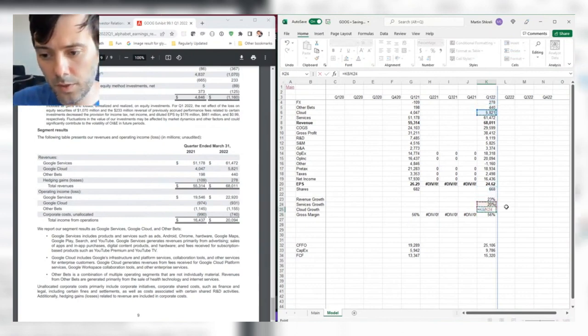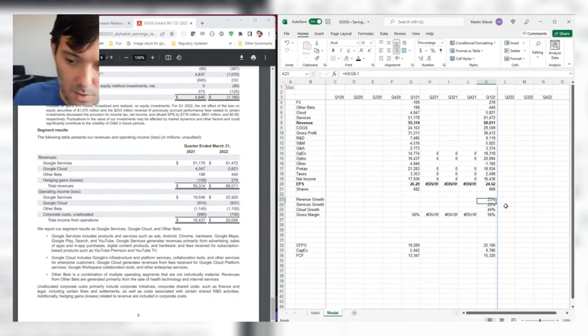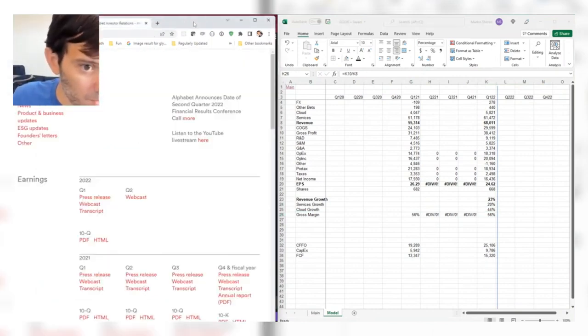So let's look at new divided by old. Q1 22 divided by Q1 21 minus 1. Wow, Google Cloud grew 44% last quarter. That's really fast. That's faster than the other business, which only grew 20%. And it's a smaller business, so it can kind of grow maybe a little more easily. I don't know. But let's leave that at that. See if you guys have any questions or whatever.